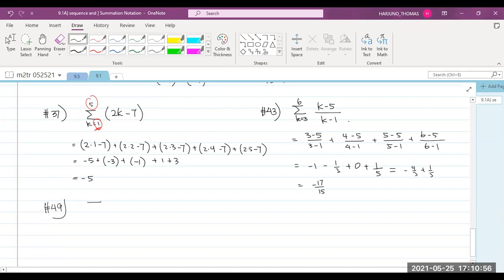Number 49, the summation from k equals 253 to 571 of 1/3. Now you see that when k equals 253, it's 1/3. There's no index there, so plus 1/3, plus 1/3, plus 1/3 all the way. Now this is for k equals 253, k equals 254, all the way to k equals 571. But that basically means how many terms times 1/3.